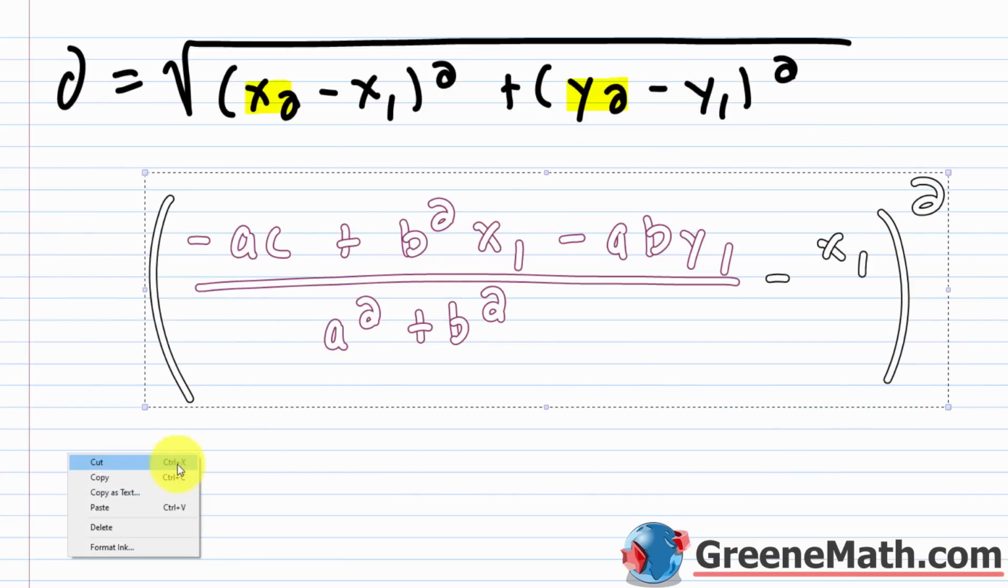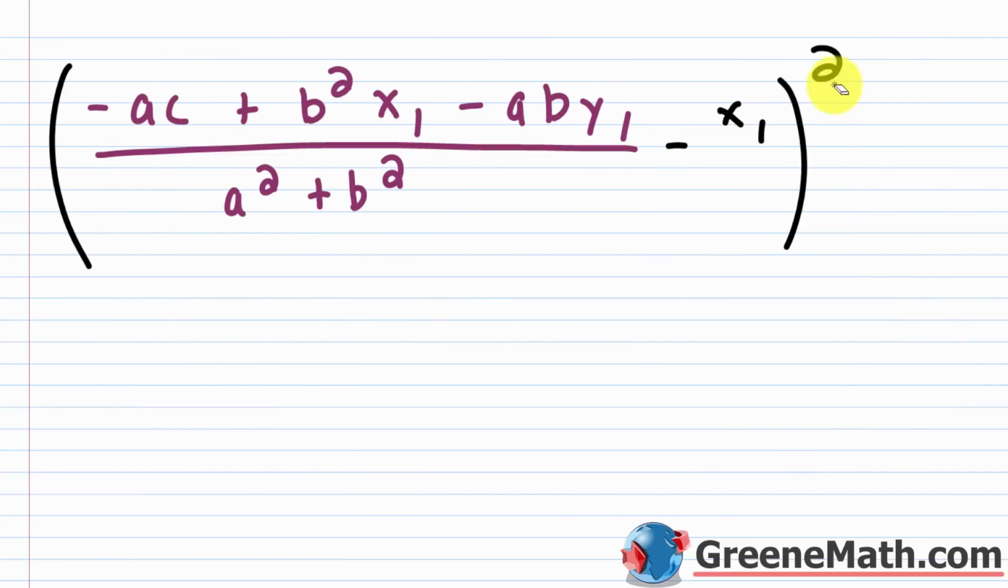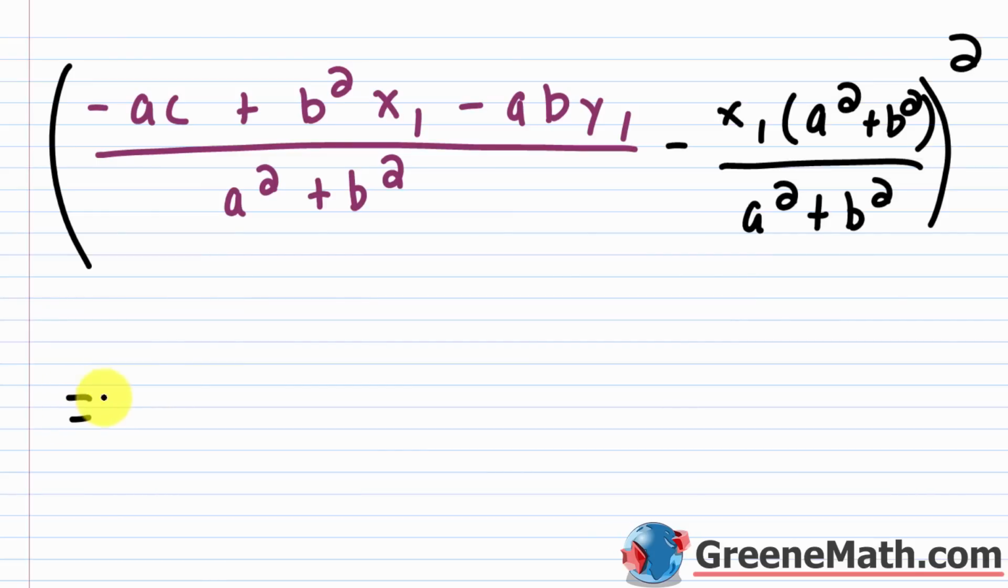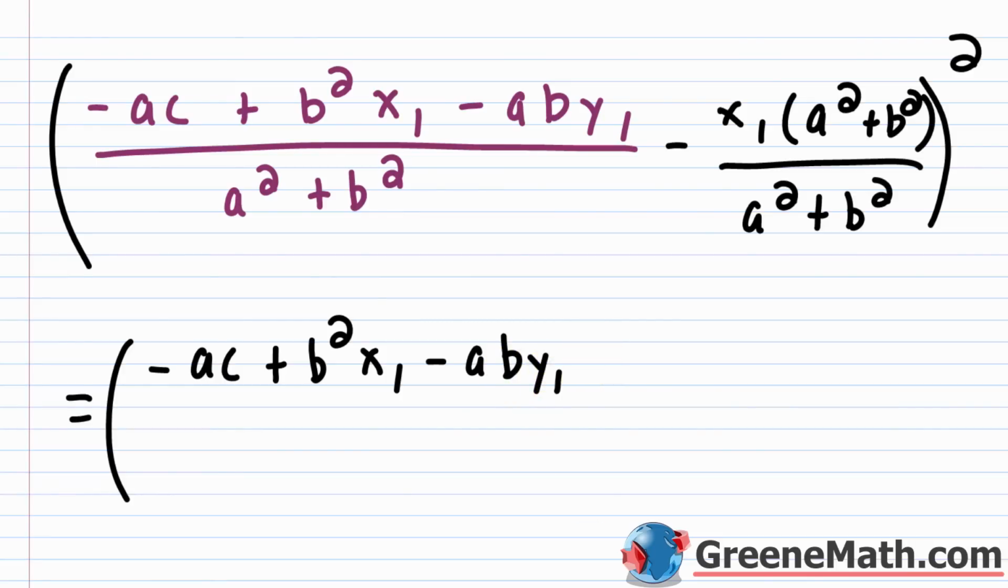Let me go ahead and grab this real quick, come down here and paste this in. All right, so the idea here, let me actually scoot this down a little bit because you're going to need some room. You want to get a common denominator. So I'm going to multiply this by a squared plus b squared. Or actually, let me wrap this like this. I think it's a little bit better to do it like that. So this would be over a squared plus b squared. Okay, so when you do that, basically you're going to have negative ac plus b squared x sub 1 minus a b y sub 1. And then just like I did previously, I'm going to put minus and put some brackets here, and I'll just show this as x sub 1 times the quantity a squared plus b squared like this.